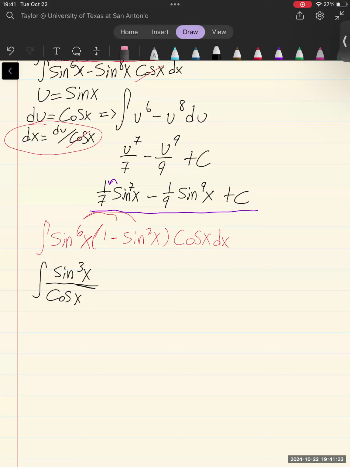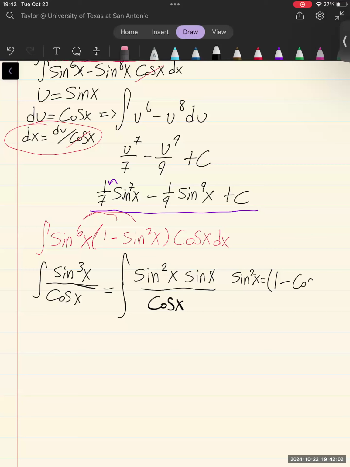So how do we want to start this one? We can split the sine, make it sine 2x times sine x over cosine x, and then make sine squared x into 1 minus cosine, if I'm not mistaken? Cosine what? Cosine x? Almost. Squared? Nice.